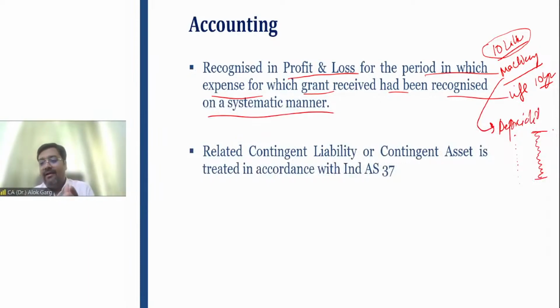So on the one hand, for example, the cost of the machinery is 50 lakh rupees. So this 50 lakh rupees has to be depreciated over a period of 10 years. And this 10 lakh rupees has to be amortized and recognized in other income over a period of 10 years, right? So we are recognizing on a systematic basis.